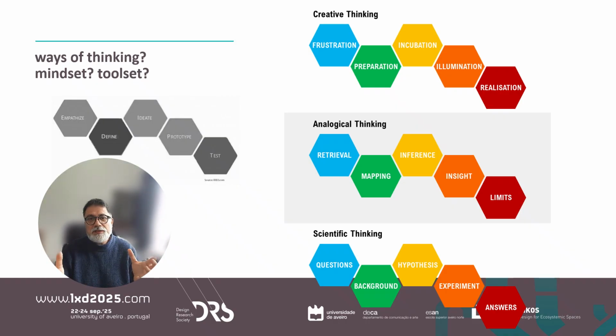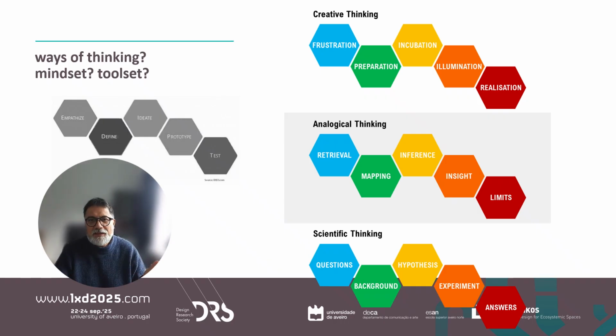Analogical thinking or metaphorical thinking can also be mapped into five boxes: retrieval, mapping, inference, insight, and finding the limits of the analogy or the metaphor. Scientific thinking, you start with questions, look at the background, create a hypothesis, do some experimental work, and then you find the answers. At least that's the simplistic level. So I'm visually paraphrasing other ways of thinking.